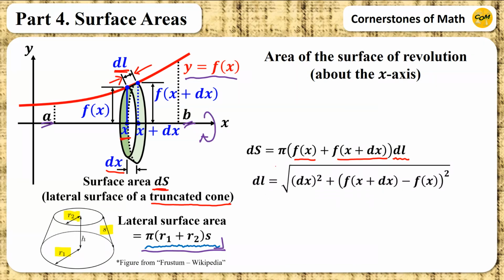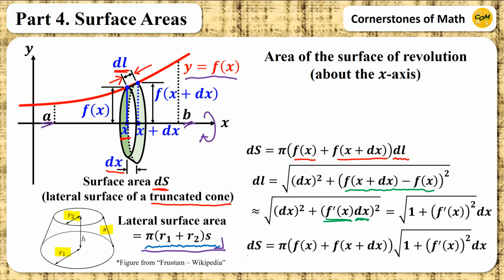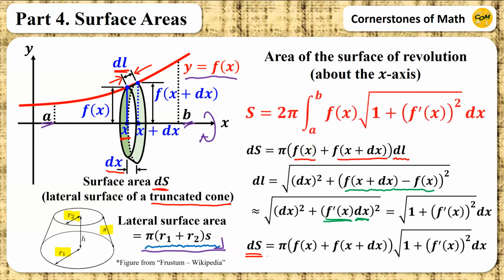Here, dl is expressed like this by the Pythagorean theorem, and this f of x plus dx minus f of x part can be approximated to derivative f prime x times dx, given that the derivative exists. So we obtain this. Therefore, we eventually obtain this result for dS, which eventually leads to the formula S equals 2 pi times integral from a to b of f(x) times square root of 1 plus f prime(x) squared dx.